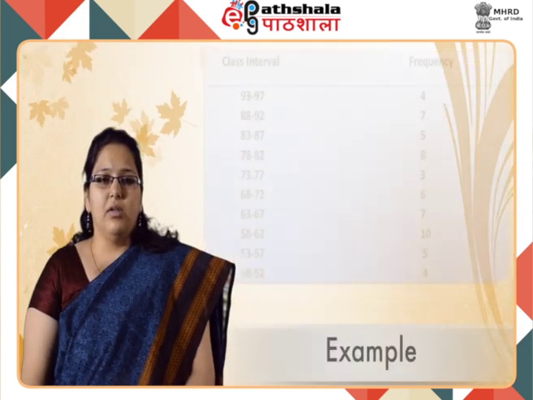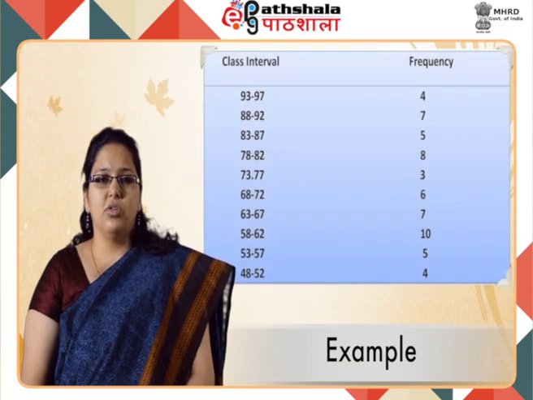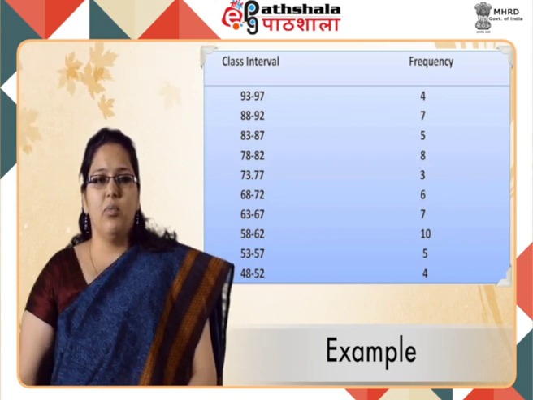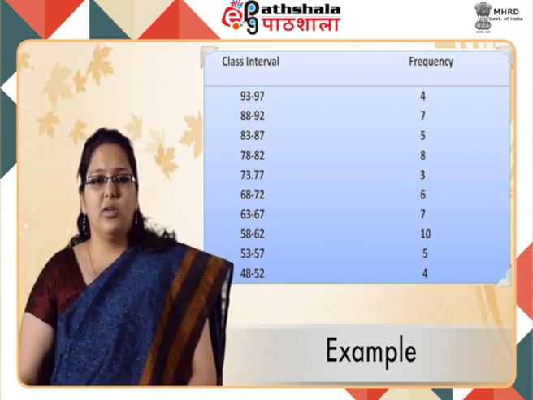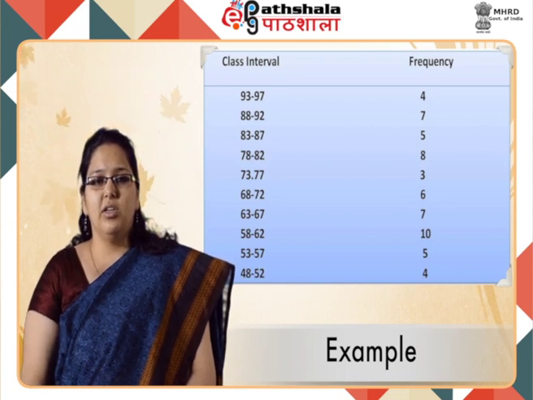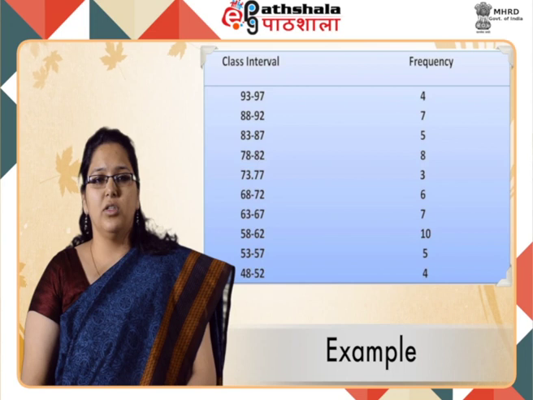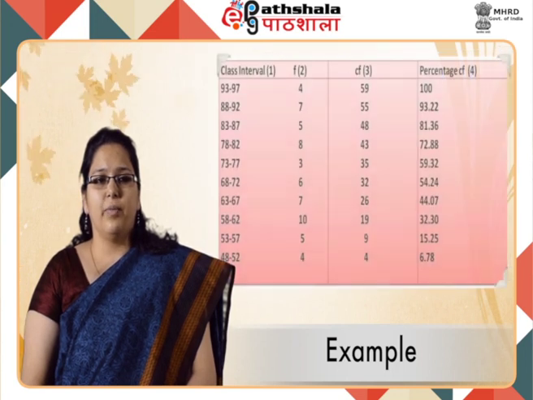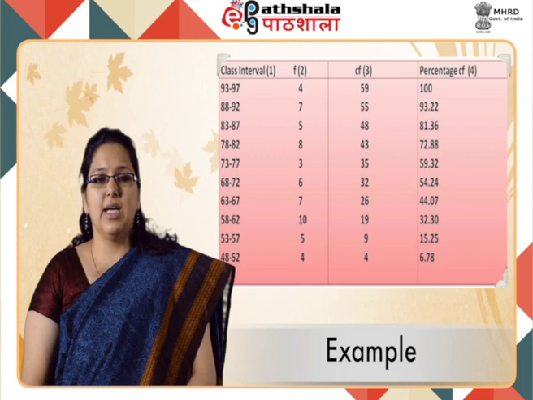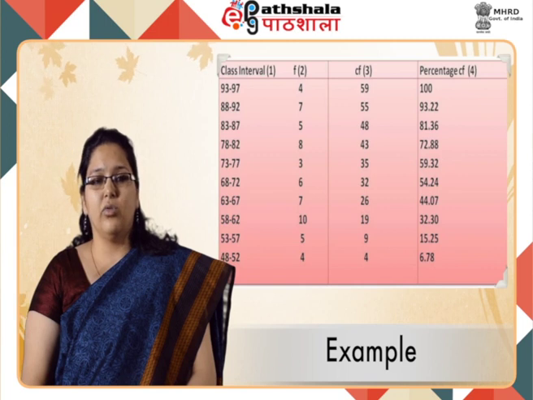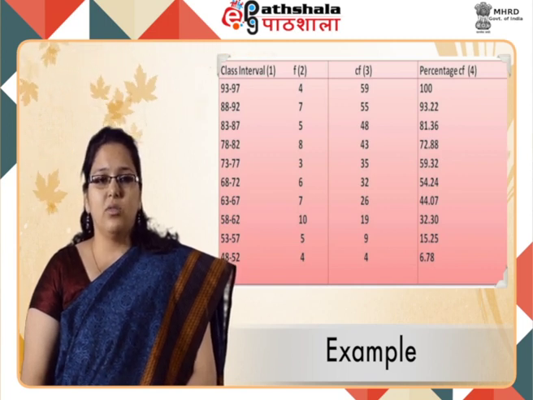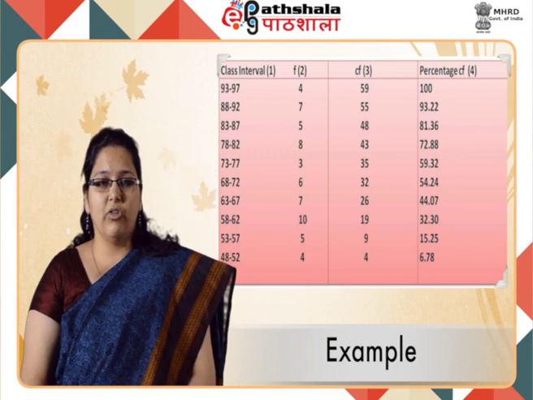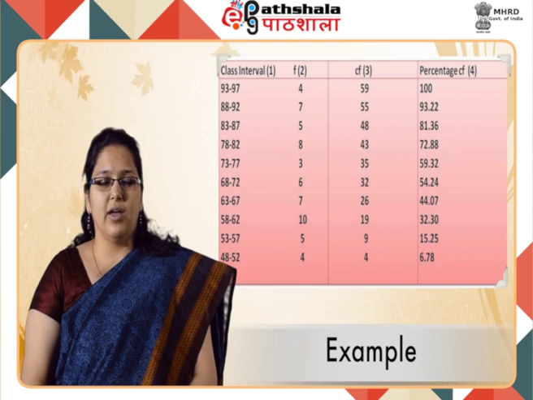In the example for the following frequency distribution, compute the percentile rank corresponding to the score of 66. Step 1. Find the cumulative frequency in column 3 and cumulative frequency percentage in column 4 for the data given. Step 2. Find the class interval and the exact lower limit L of the class containing the score whose percentile rank is required. In the given example, the score 66 lies in the class interval 63 to 67 and the exact lower limit of the class interval is 62.5.